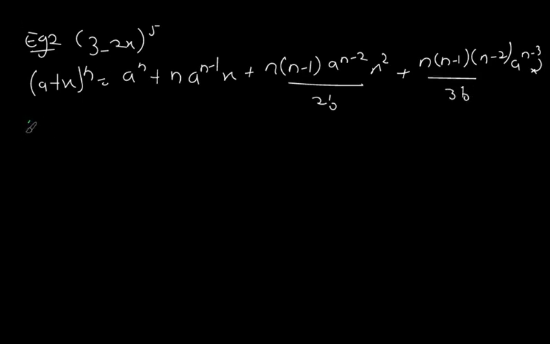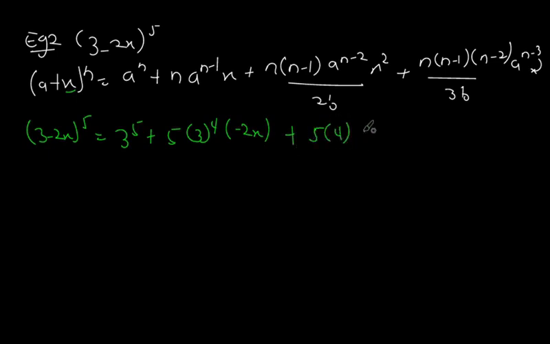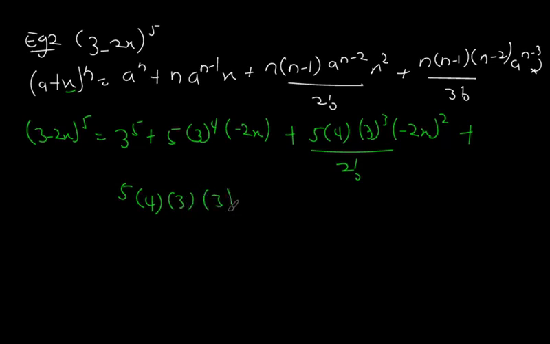So we write our question, which is 3 minus 2x power 5. So we expand. So we have 3 raised to the power 5 plus 5 into bracket 3 power 4. Then our x term in this example is what? Negative 2x. So we write the negative 2x over here. Then plus 5, 4, 3 will have cube. Then negative 2x square. This is 3. Guys, be getting used to my 3. Then plus 5, 4, 3. Then the 3 will have squared.